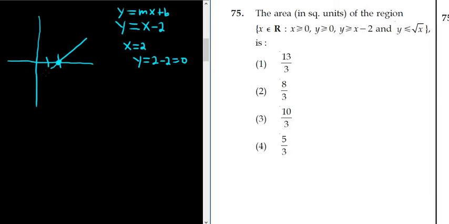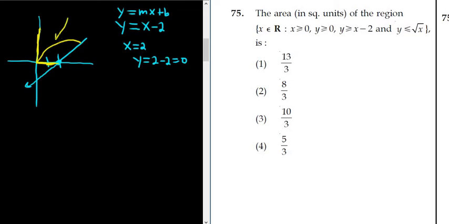It also keeps going down like this, but that doesn't really matter, and the reason is they're telling us that x is greater than or equal to 0 and y is greater than or equal to 0. So we're kind of stuck in the first quadrant here. Then we have the square root function, which looks something like this. We're in this region here because it says less than or equal to the square root function, so we're below it, and above this line, so we're above it. So this is the region here.